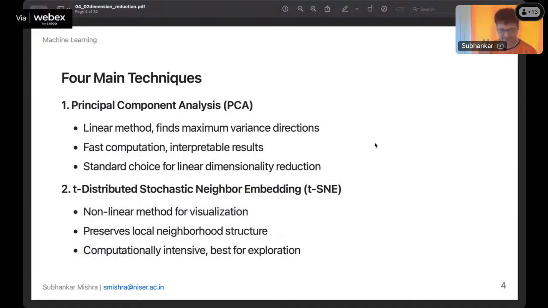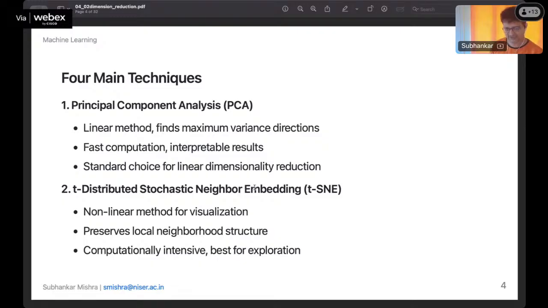There are four main techniques basically. There are many more to do this, but there are four main ones, and probably we'll touch upon all of them. One of them is principal component analysis. I believe most of you have already done this, but we'll just touch on it. This is a linear method. It finds the maximum variance directions, and of course it's super fast and super interpretable. It's a very easy choice for linear dimensional reduction, and it's used widely. Generally, if anybody asks you what to do when you have too many dimensions, just do PCA, probably we'll cover that.